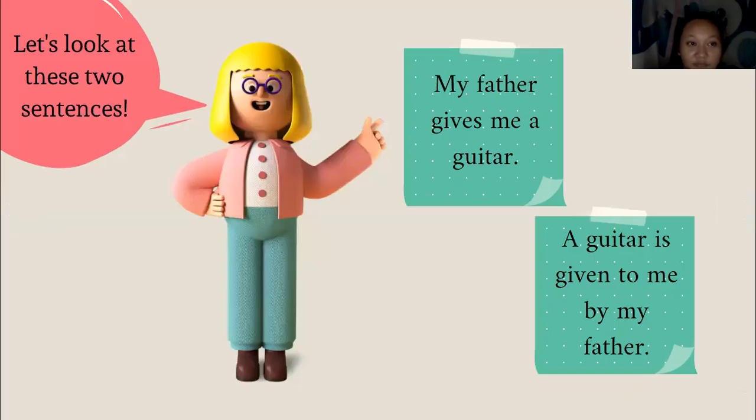Okay, so for the first, let's look at these two sentences. The first sentence is my father gives me a guitar, and the second sentence is a guitar is given to me by my father. Can you guys see the differences? Yeah, that's right. The difference is on the subject of those two sentences. The first sentence, the subject is my father, and the second, the subject is a guitar.